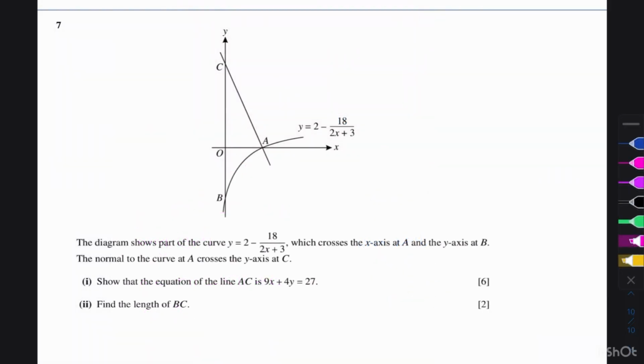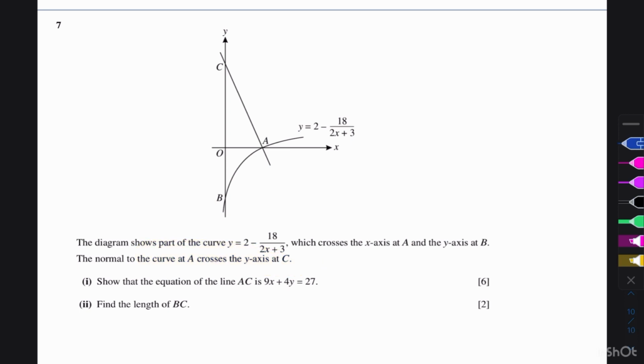Okay, so question 7 now. We've got a part of this curve, which crosses the x-axis at A and the y-axis at B. Cool. The normal to the curve at A crosses the y-axis at C.